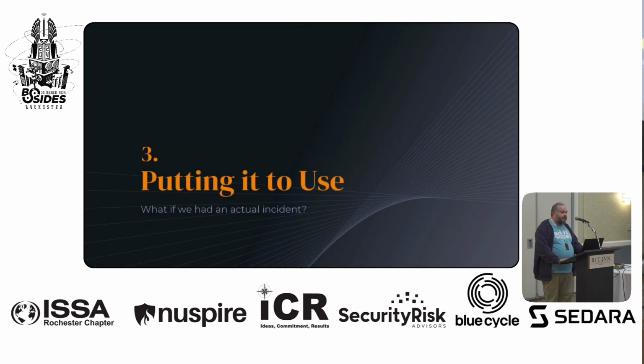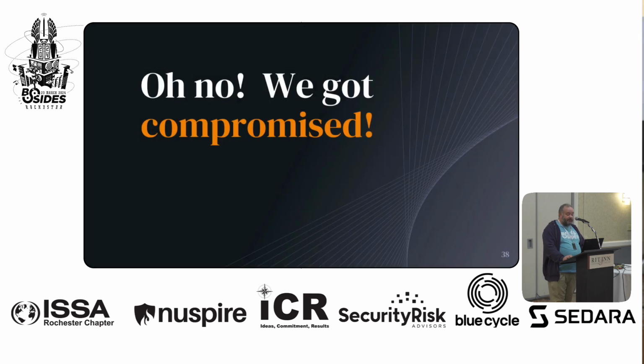Okay. So we've now built our application. We've tested it. We know that we've got something that works end to end. Let's put it to use and imagine what would happen if we had an actual incident. How could we actually put this to use in a real life scenario? So, we got compromised.